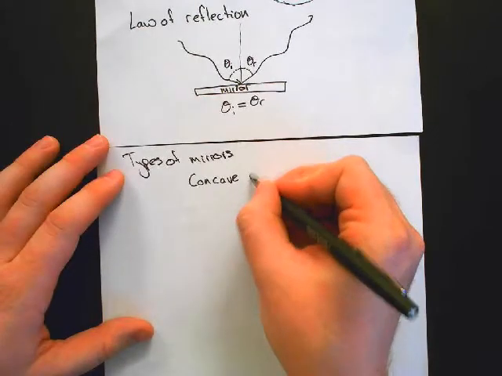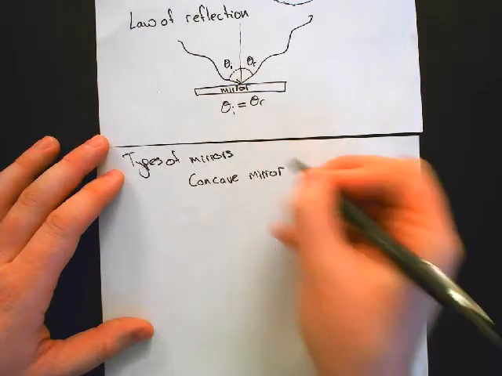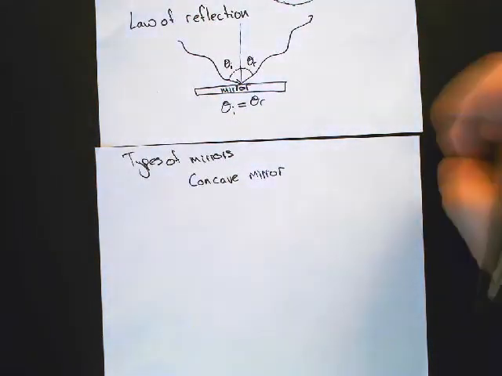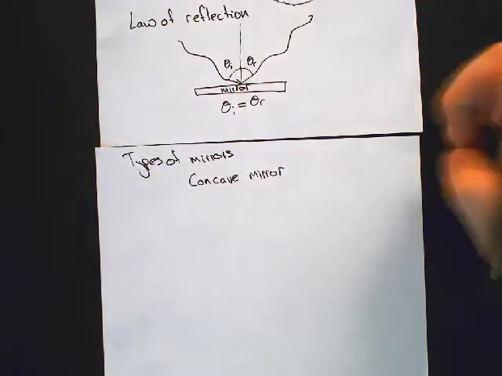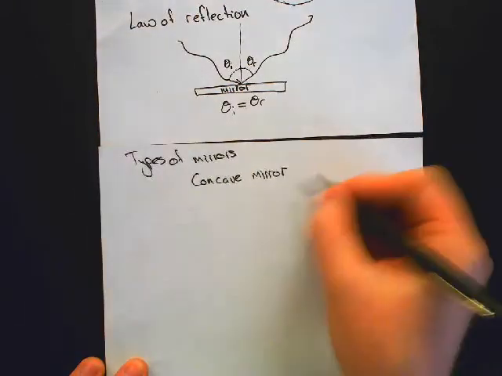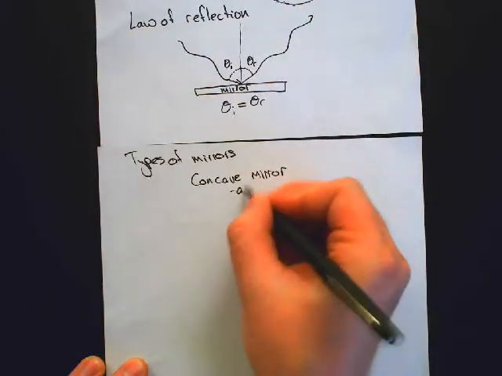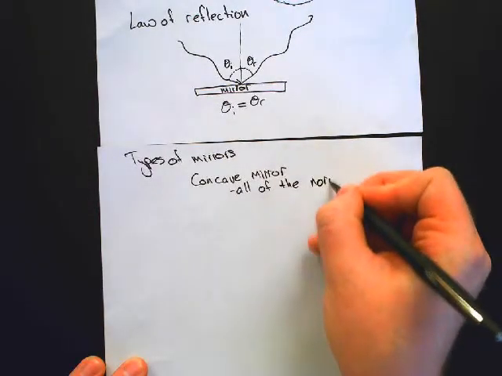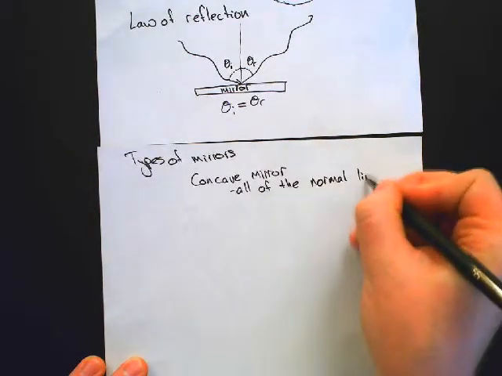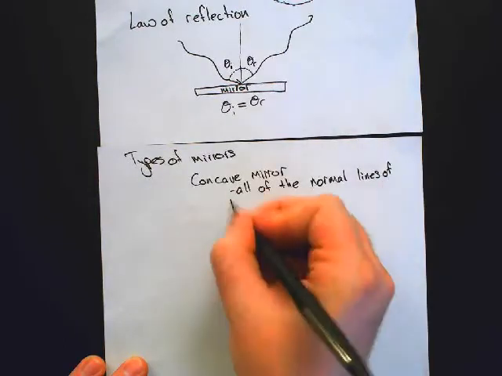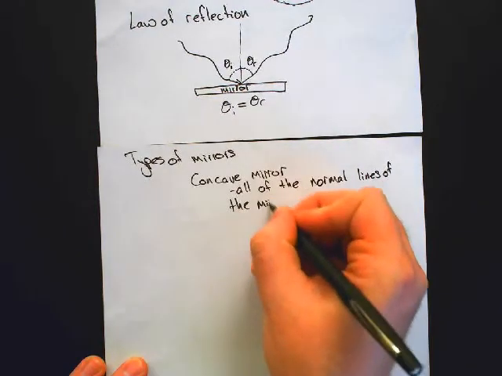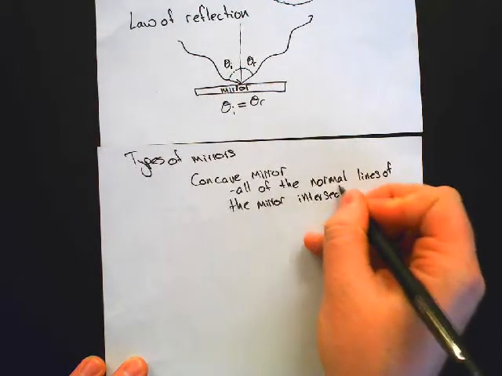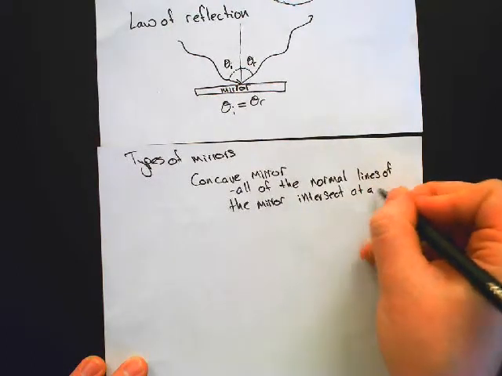That's what I've been telling you to do. A concave mirror is a mirror in which all of the normal lines of the mirror intersect at a singular point.